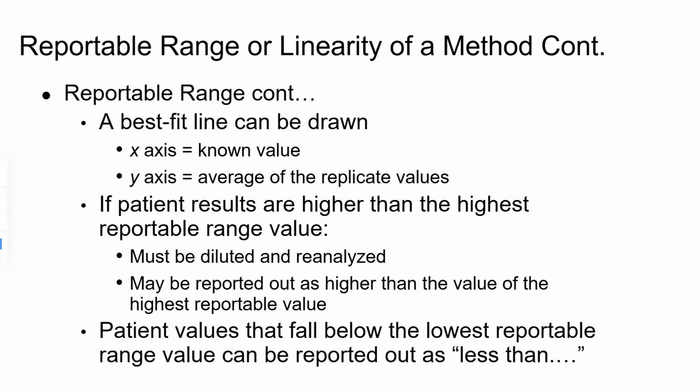If patient results are higher than the highest reportable range, the sample must be diluted and reanalyzed, and may be reported out as higher than the value of the highest reportable range. Patient values that fall below the lowest reportable range value can be reported out as less than.